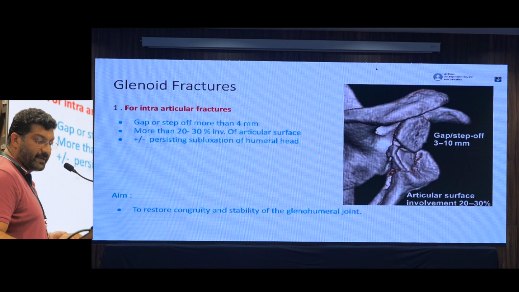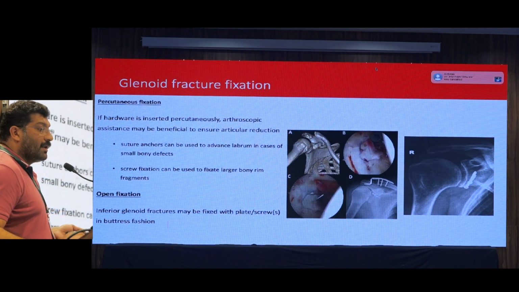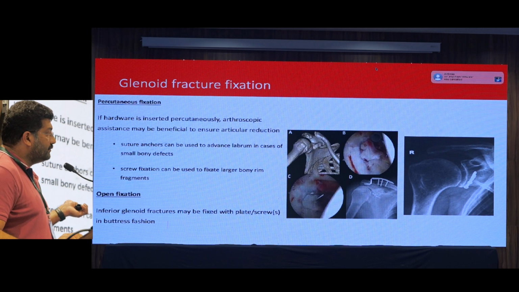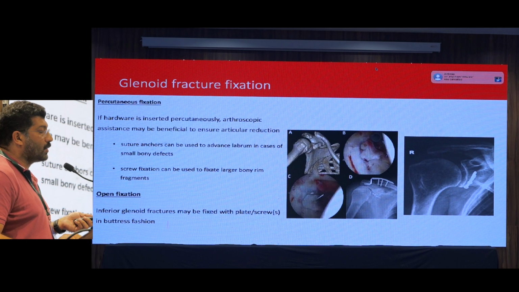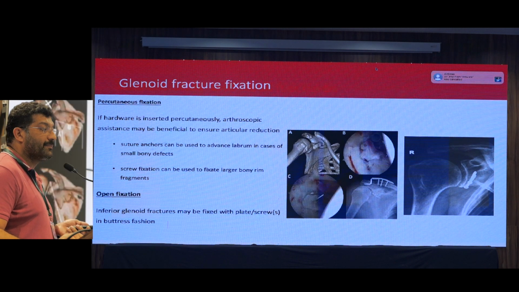Other method is open fixation by the deltopectoral approach. Suture anchors can be used to suture the labrum. Once you go through the arthroscopy approach, you can see the torn labrum, so you can reduce it and fix it in a single sitting.